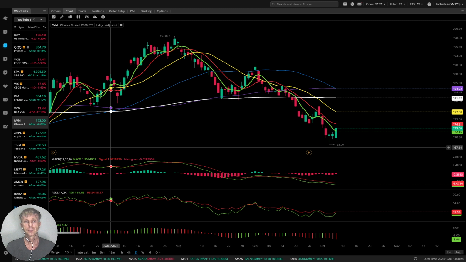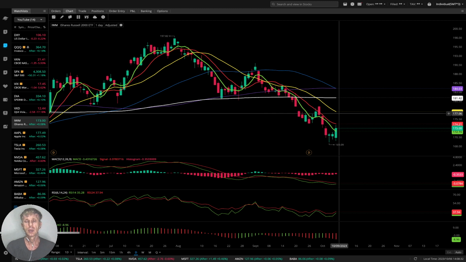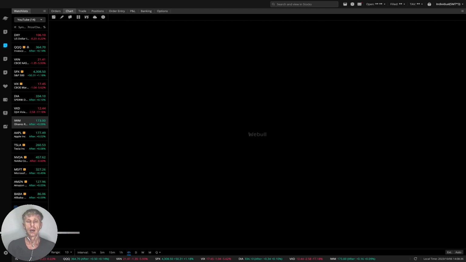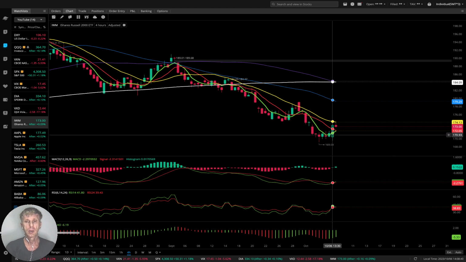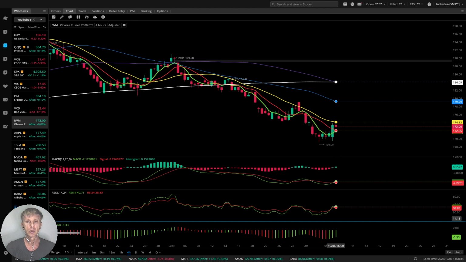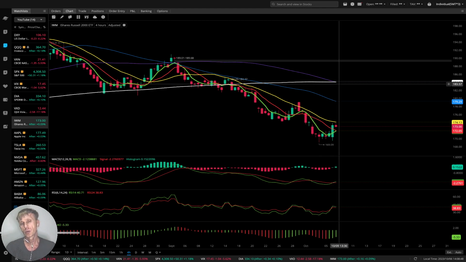IWM, Russell 2000, daily time frame, still bearish crossover, still MA 5, 10 and 20 below 200, bearish trend. 4 hours time frame, MA 5 did bullish crossover. Still below 20, still negative, all indicators did bullish crossover. MA 20, MA 100 did bearish crossover over 200. It is a bearish negative setup.